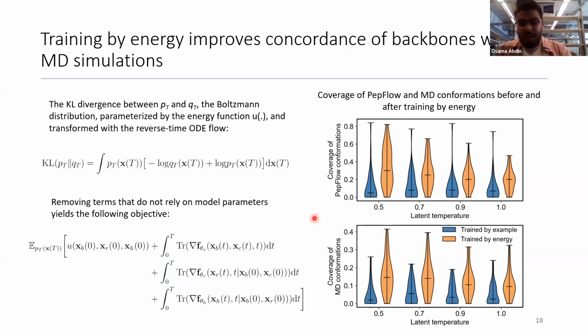Okay, so in terms of the effects of training by energy, we see higher concordance with molecular dynamics simulations after performing the training by energy. We see a higher coverage of PepFlow conformations by molecular dynamics conformations, and a higher coverage of molecular dynamics conformations by PepFlow conformations. We also performed latent temperature scaling, where instead of sampling from the unit Gaussian in latent space, we decrease the standard deviation by applying a temperature scaling factor, and we found that also improved the ability of PepFlow to generate realistic ensembles.